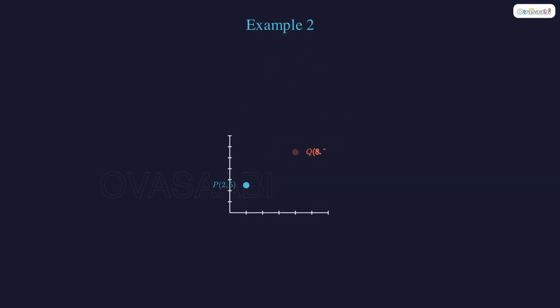Example 2. P is at coordinates (2, 5) and Q is at (8, 11). Find the coordinates of midpoint R. For coordinates, we average the x values and y values separately. 2 plus 8 over 2 gives 5. 5 plus 11 over 2 gives 8. So R is at (5, 8).